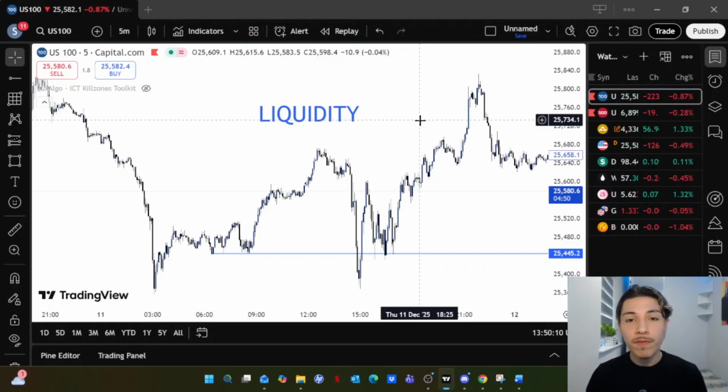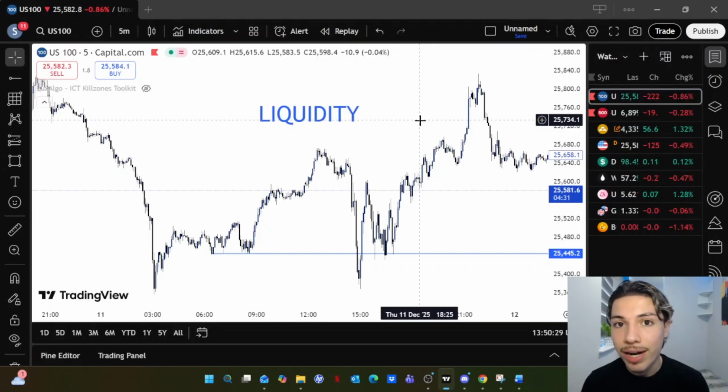Now, firstly, let's start off with what is liquidity. Let's just give you a quick idea of what it is. Liquidity is simply resting orders. It's pools of money that are waiting to be gathered or filled before the market can get a continuation or a reversal.